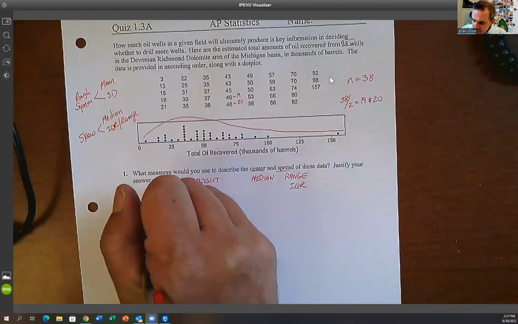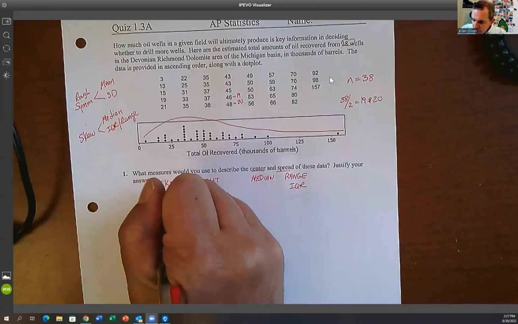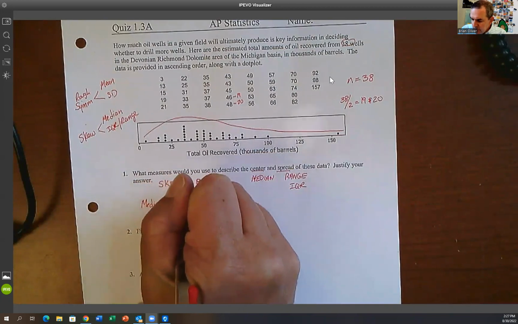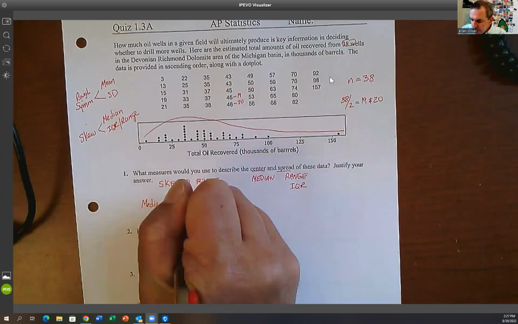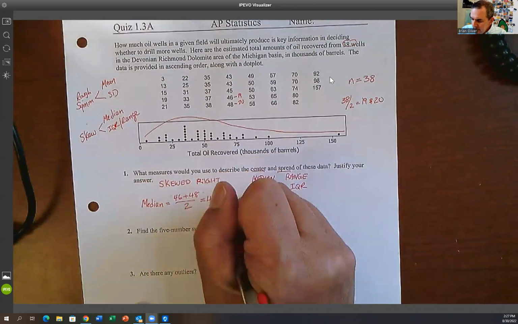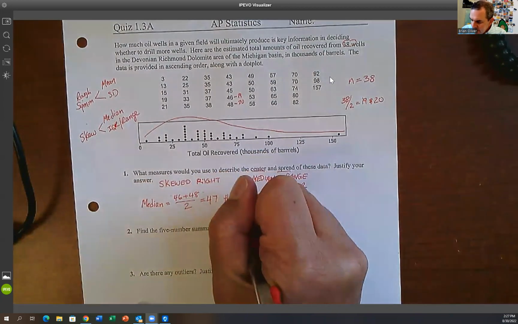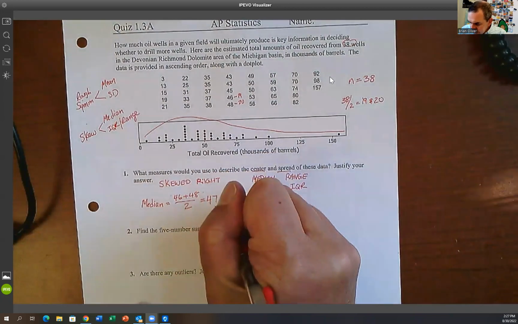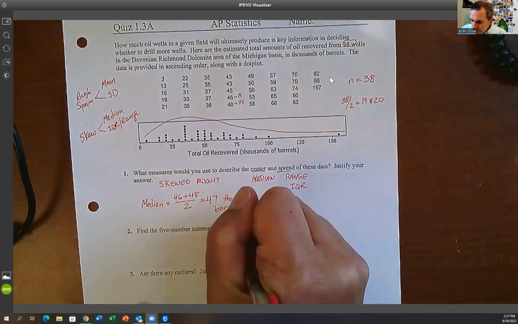So for median, it's 46,000 barrels of oil plus 48,000 barrels of oil divided by 2. And that's going to tell me it's 47,000 barrels of oil.